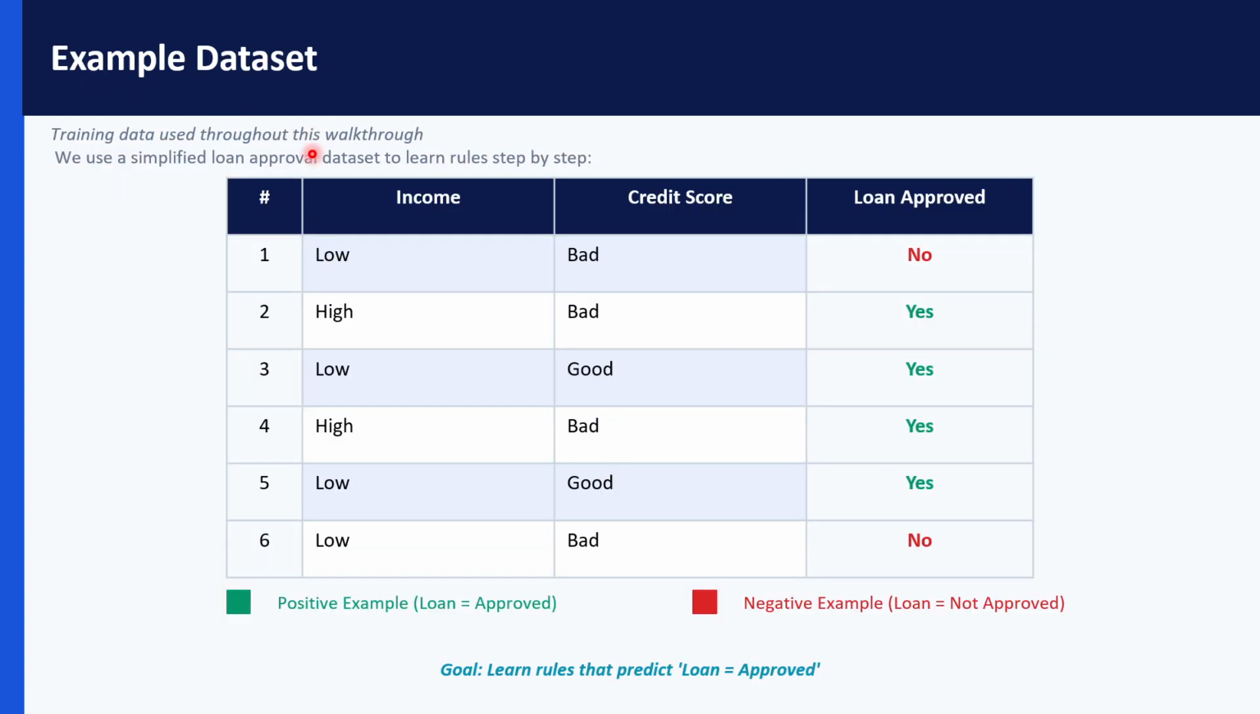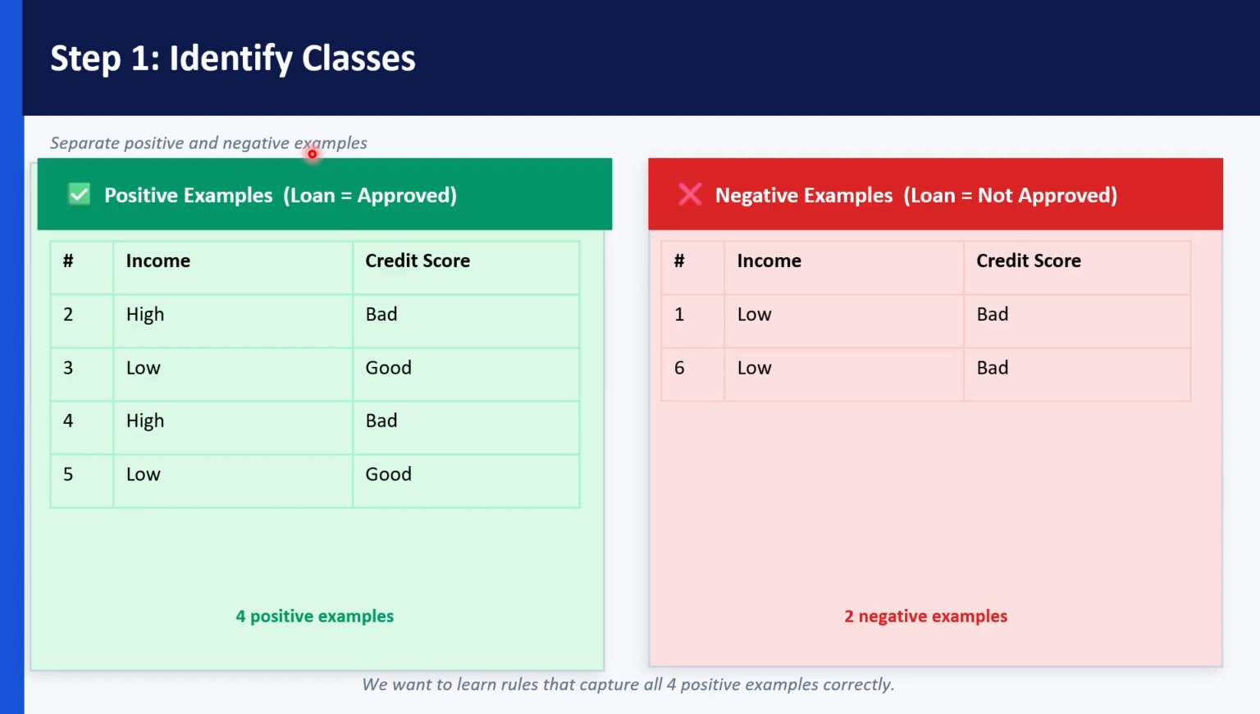So here is the example dataset. This is a simple income and credit score dataset where on the basis of this income and credit score we approve the loan or we don't approve. So we are taking the positive example as loan approved and negative examples as loan not approved. And our main goal is to learn the rules that predict loan is approved.